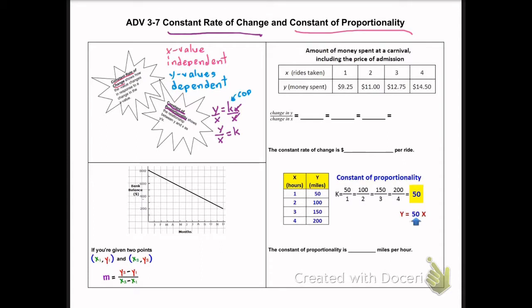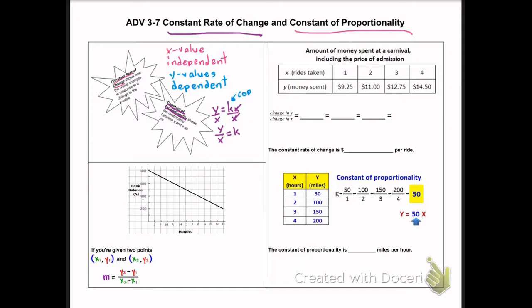Now, in a relationship that's proportional, your constant of proportionality will also be your constant rate of change. Those will be the exact same thing. But when you have a constant rate of change, it may or may not be proportional. It just depends whether or not it goes through 0, 0, or if 0, 0 fits the situation.